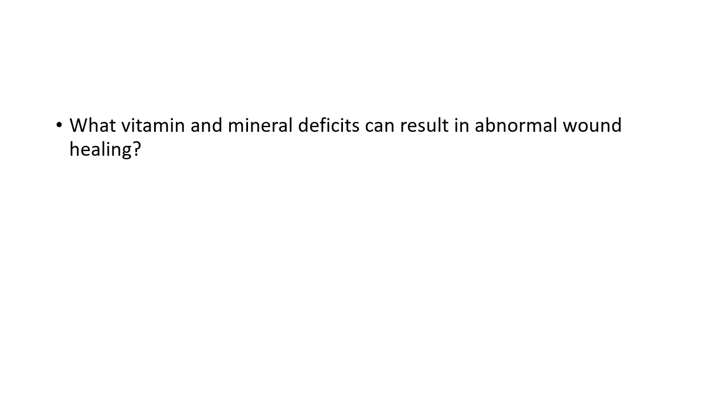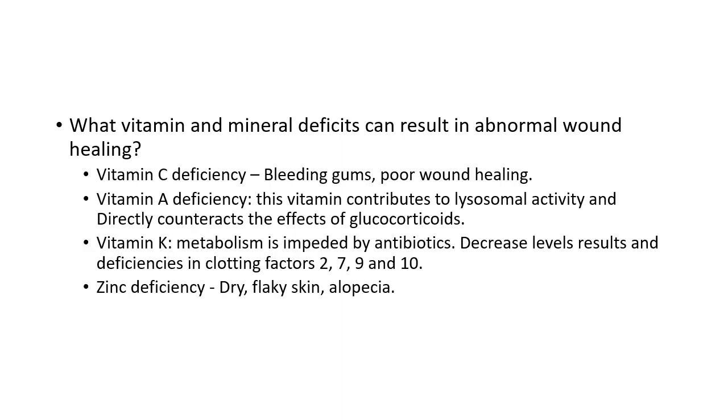What vitamin and mineral deficits can result in abnormal wound healing? So you have vitamin C deficiency, vitamin A deficiency, vitamin K, and zinc. So basically all the fat solubles, so A, D, E, K minus the D, and then zinc deficiency. Vitamin C deficiency is characterized by bleeding gums, poor wound healing.